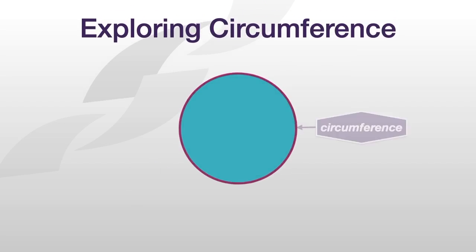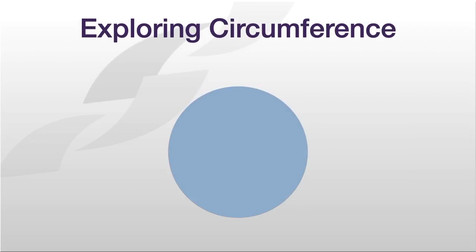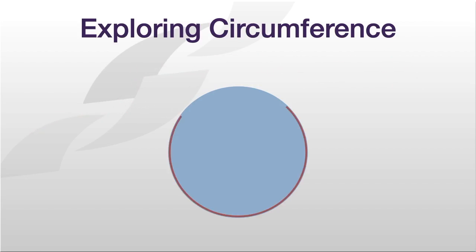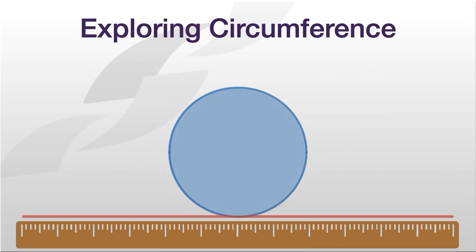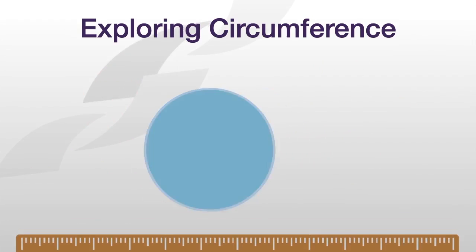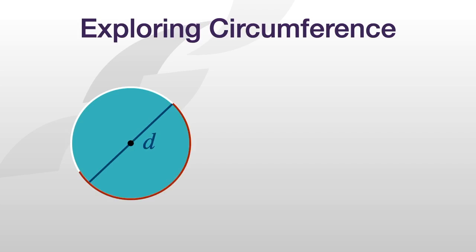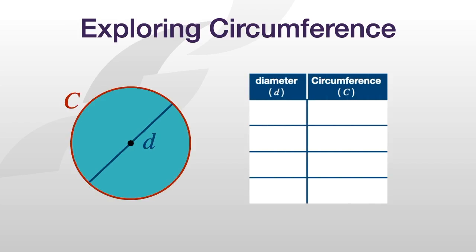Let's begin by exploring circumference. One way to measure the distance around a circle is to take a piece of string and wrap it around the circle. Then we can straighten the string and measure the length with a ruler. Let's measure several different circles this way. For each circle, we'll measure its diameter and its circumference. We'll then record these measurements in a table.